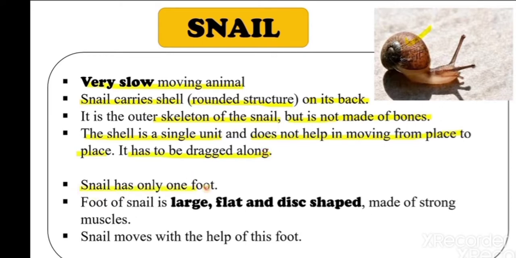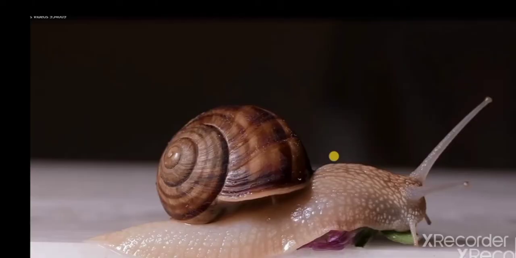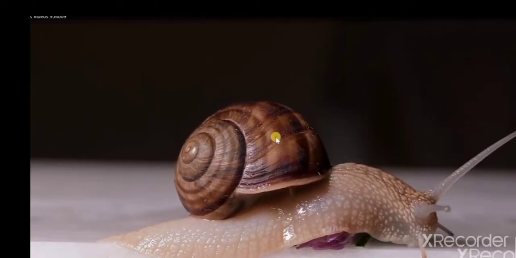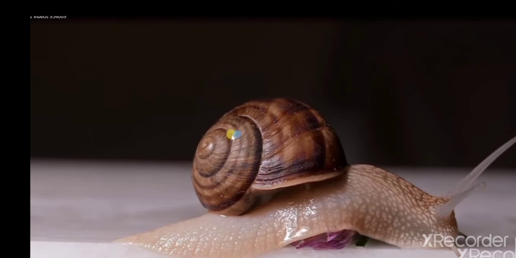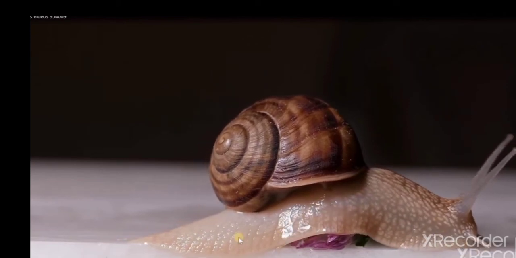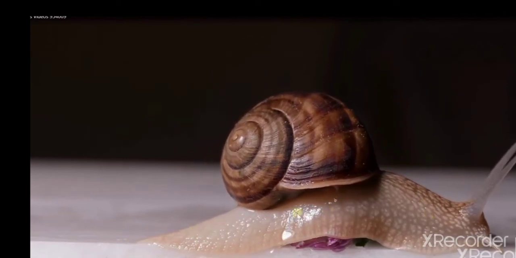Okay. Now the snail has only one foot. As you can see, this one. The foot of the snail is large, flat and disc-shaped, made up of strong muscle. The snail moves with the help of this foot. Okay, now we will see how a snail moves. See how a snail is moving. This is the shell of the snail. This is the long foot it has and it is moving very slowly, right?